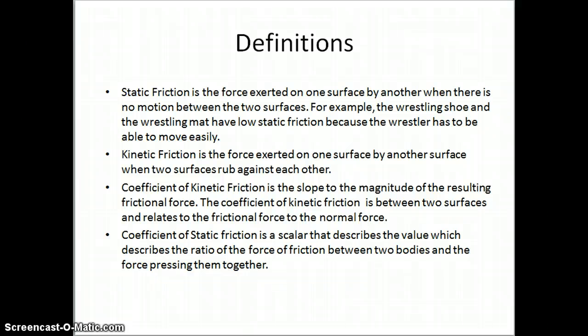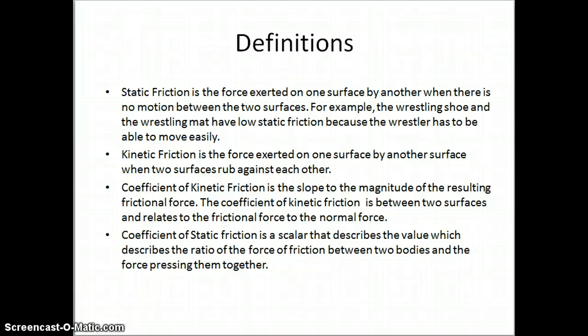Kinetic friction is the force exerted on one surface by another surface when two surfaces rub against each other. Coefficient of kinetic friction is also represented by mu of kinetic friction. It's the slope to the magnitude of the resulting frictional force. The coefficient of kinetic friction is between two surfaces and relates the frictional force to the normal force.